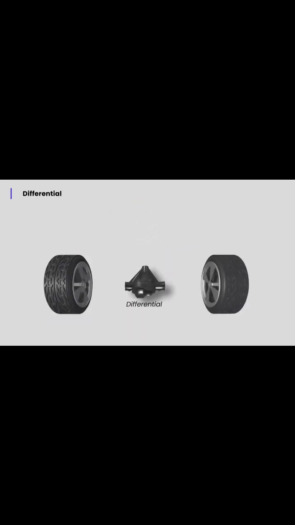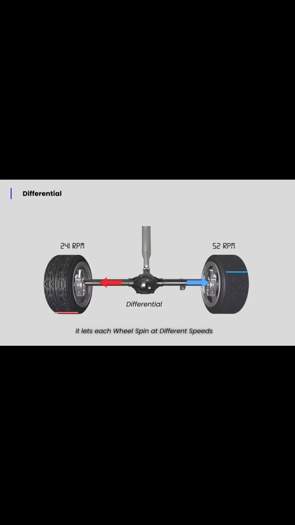The differential is a mechanical device placed between the two wheels on an axle. It allows both wheels to receive power from the engine. It also lets each wheel spin at different speeds when needed.